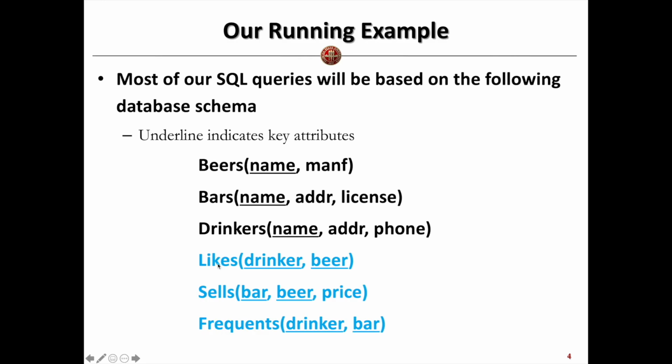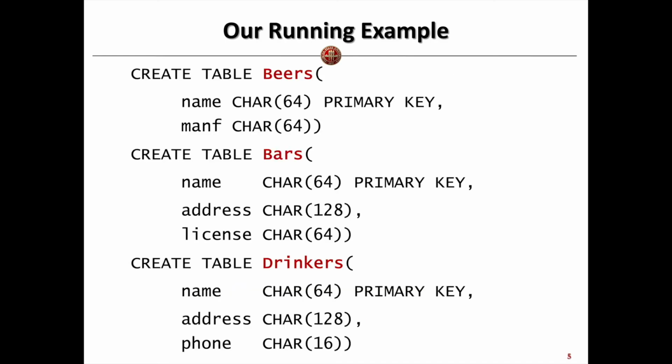Now we have likes between the drinker and the beer, as well as sales between bar and the beer with some price, and frequency between the drinker and the bar. So we can translate everything into relations, right? These underlined attributes denote the keys for the relations. Furthermore, based on relations, according to our previous knowledge, we should be able to create some tables for it in our database systems, right? So we can create some tables.